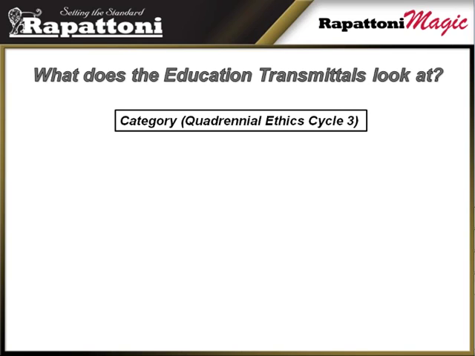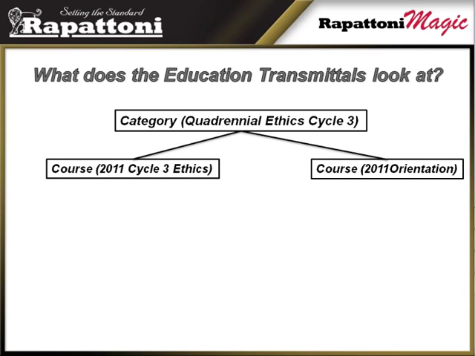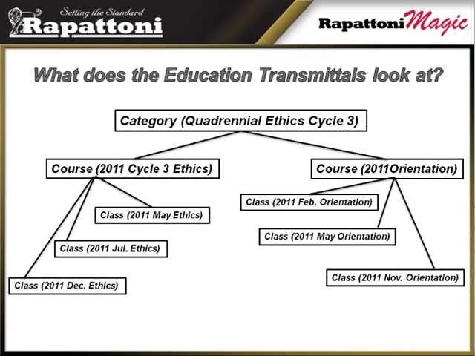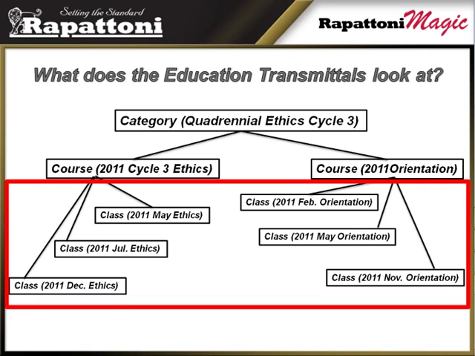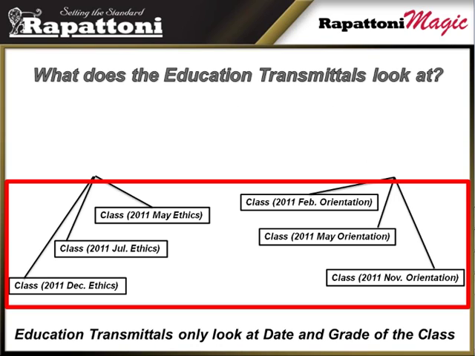So again, we talked about the education tracking. We had the category. We had the courses that fill the requirements, which is the content. And then we also have the times and dates that the members are taking these courses and this content is being presented. Well, in education transmittals, it only looks at the times and dates and the grade of the class that fulfills under your course setup. So again, we'll show you more specifically once we get into Magic.